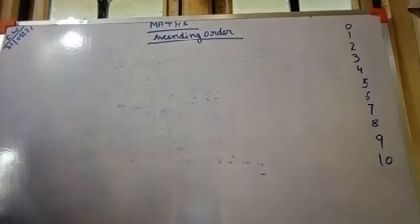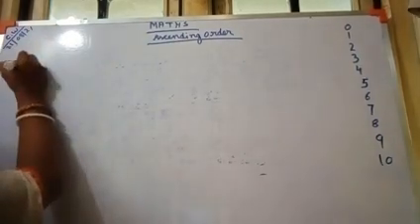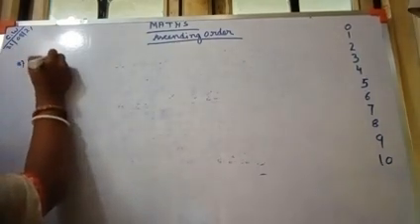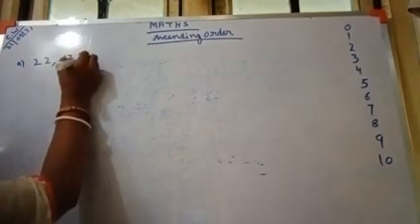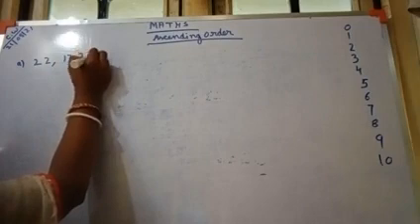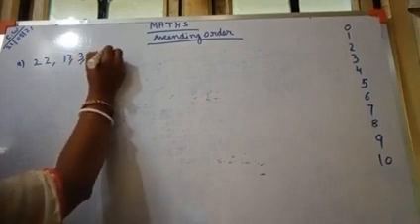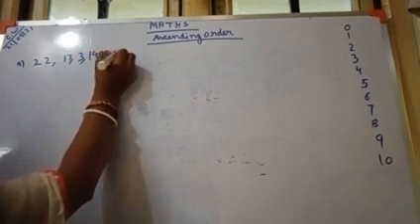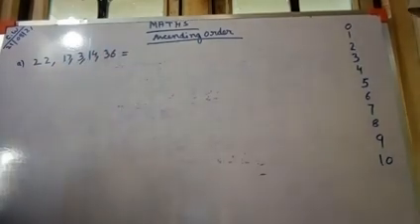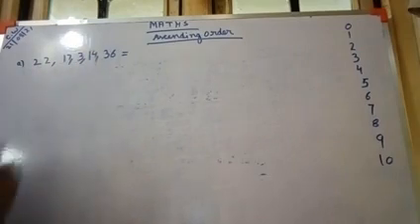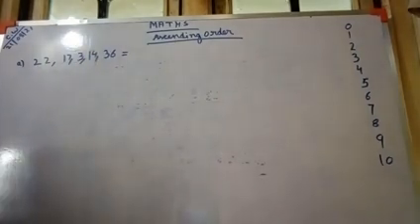We will first do ascending order. First I give you one question. Suppose 22, 17, 3, 14 and 36. We have to arrange these numbers in ascending order. And ascending order means, children, smaller number to bigger number.